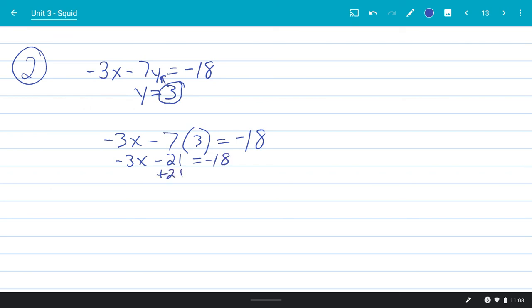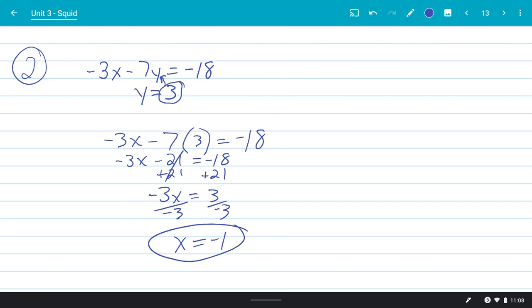I'm going to add 21 to both sides. So negative 3x equals 3. Divide by negative 3, and x equals negative 1. Now, in this particular case, I am completely done because my first one was already simplified to y equals a number. In the next problem, it'll get a little bit more difficult, and we'll have to substitute this value back in. You'll see what I'm talking about in a minute.